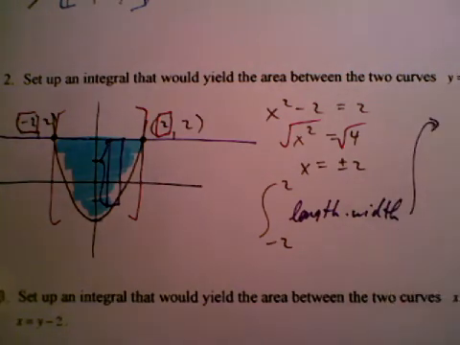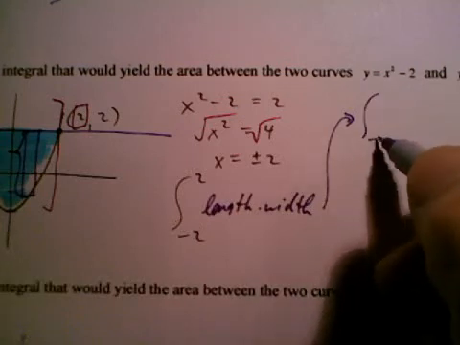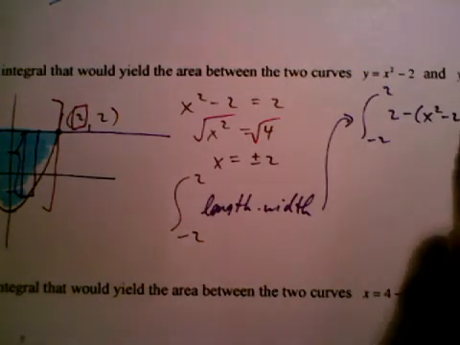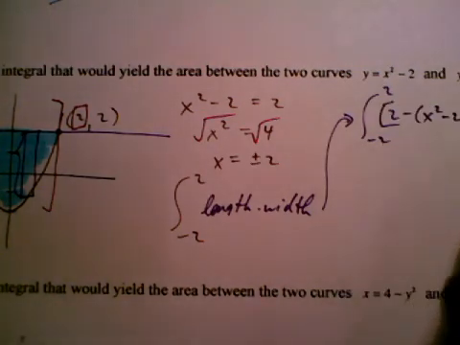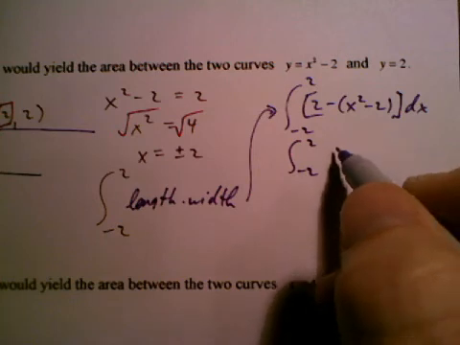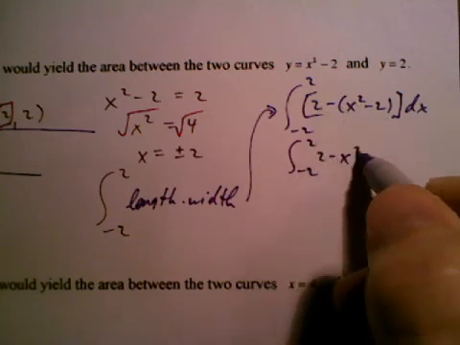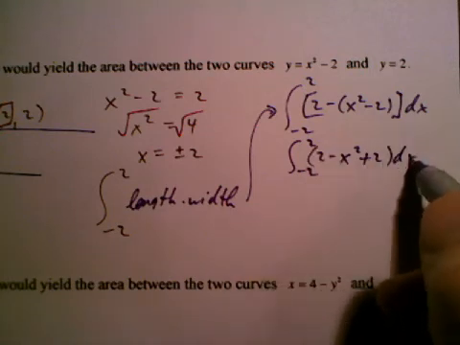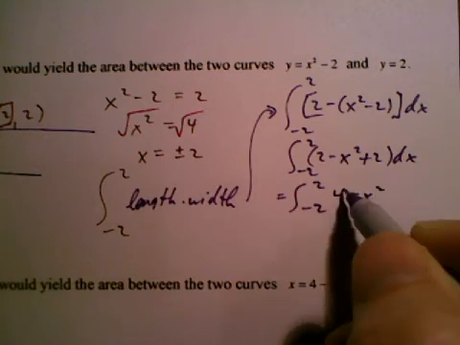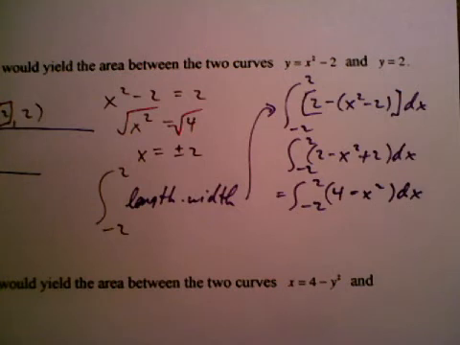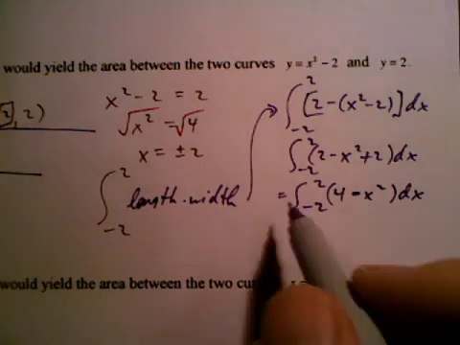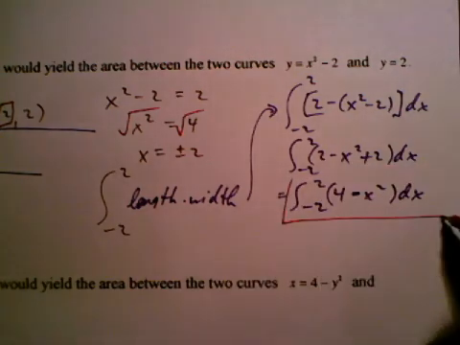Okay, let's put that up here. So length times width. The top curve is 2, and the bottom curve is your x squared minus 2. And your width, again, is your dx. Okay, let's show this. Negative 2 to 2 of 2 minus x squared plus 2 dx, which, if you actually did have to simplify this, you can simplify to 4 minus x squared dx. Okay, and that's a relatively easy definite integral to calculate. So that's the answer. That's one way to express your answer.